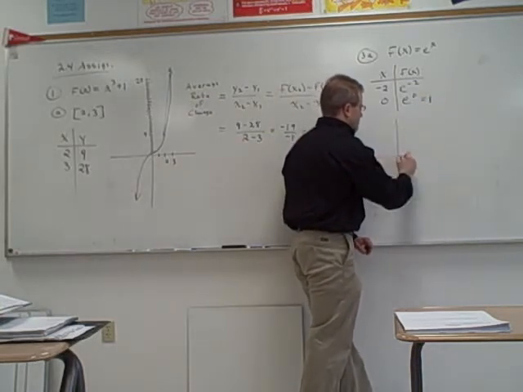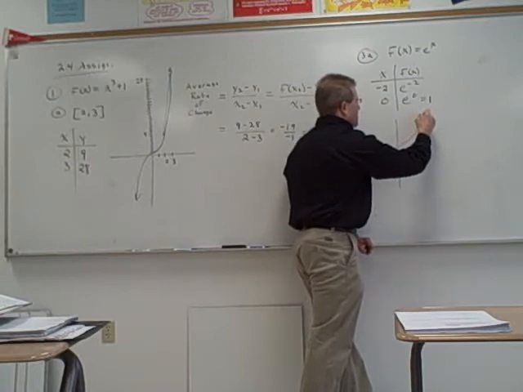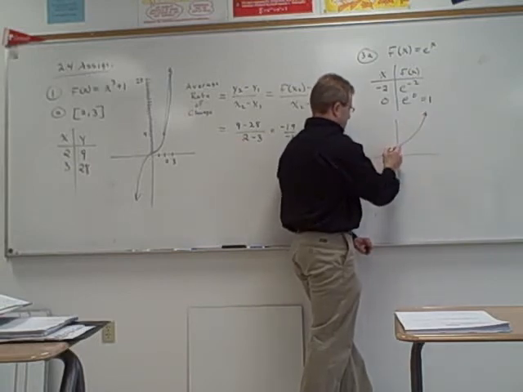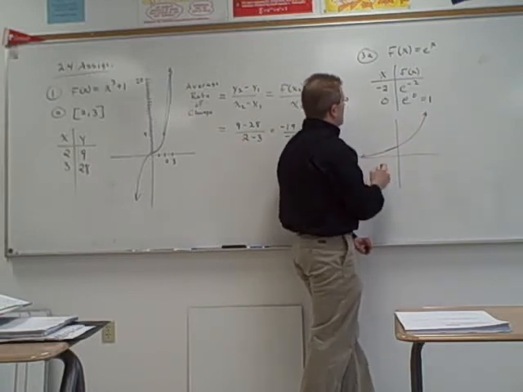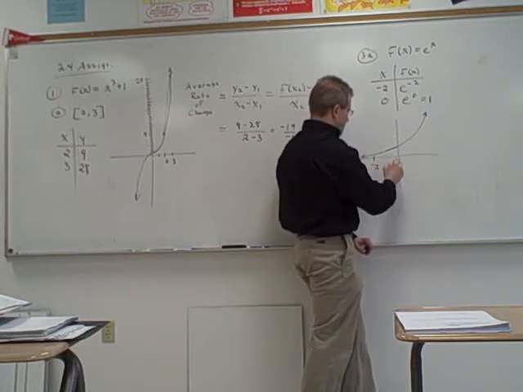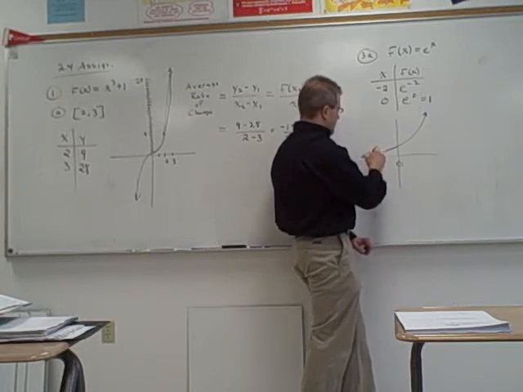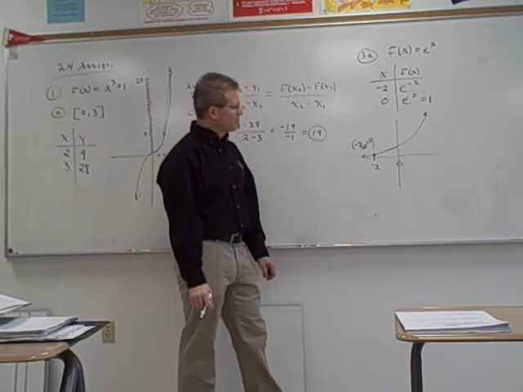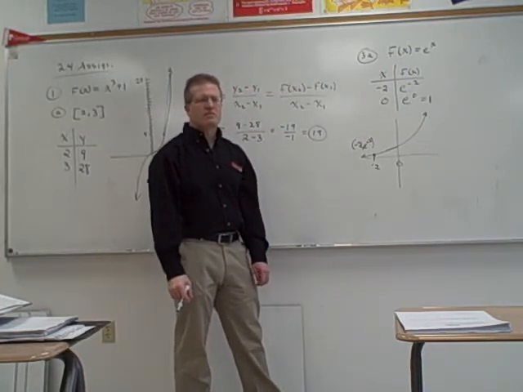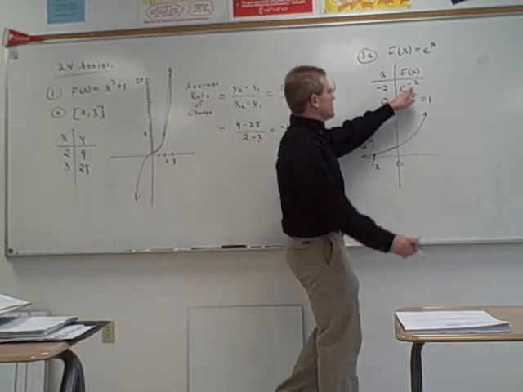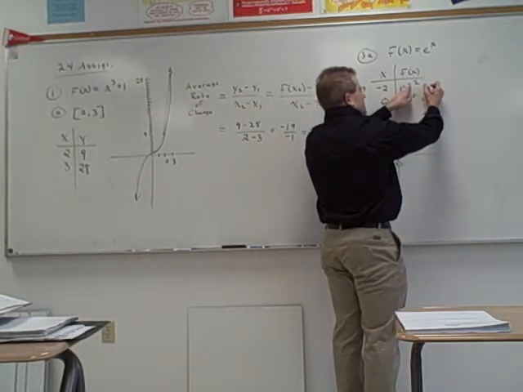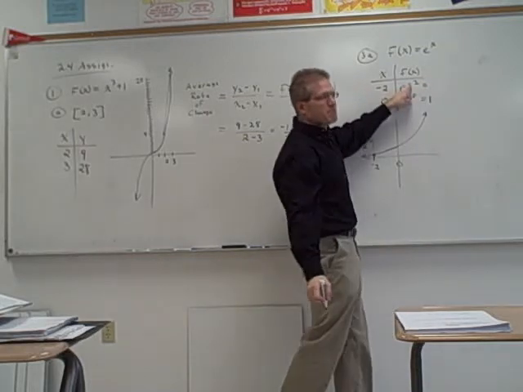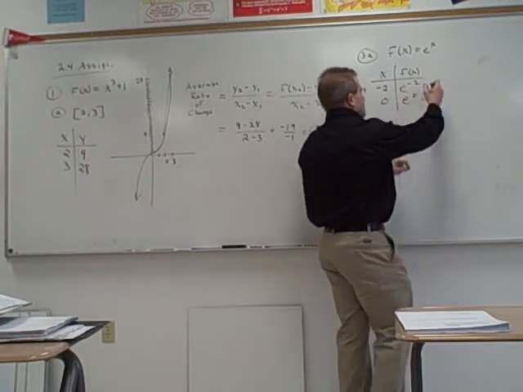Graph's going to look something like this. Exponential graph, e to the x looks something like this. And I'm going from negative 2 to 0. So that is the point negative 2, e to the negative 2, right there. Now you might be looking at that going, e to the negative 2, shouldn't that be negative? Is e to the negative 2 negative? No, that's the same as what? How can I write that with a positive exponent? 1 over e squared, right?